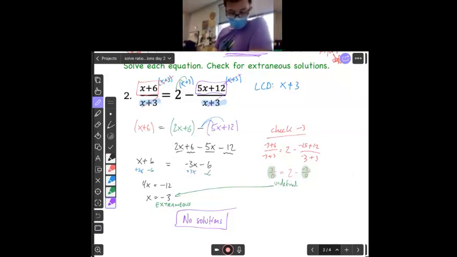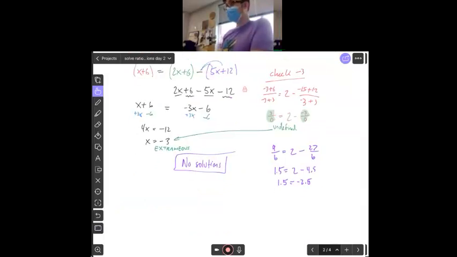So 3 plus 6 is 9 on top. 3 plus 3 is 6 on bottom. 2 minus 5 times 3 is 15 plus 12. 15 plus 12 is 27, and 3 plus 3 is 6. So 9 over 6 is 1.5. 27 divided by 6 is 4.5. So we get 2 minus 4.5, which would be negative 2.5, equals 1.5. So we get two completely different numbers.